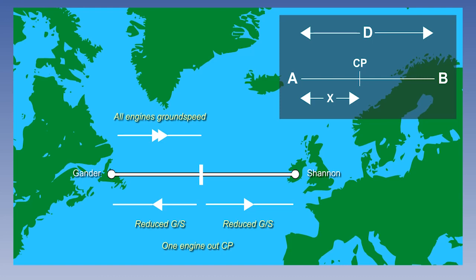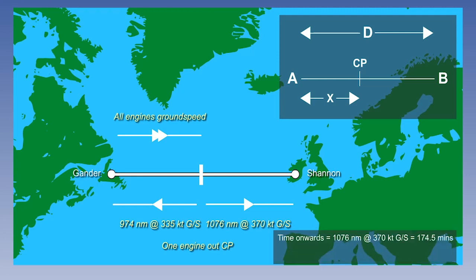However, if we use the reduced TAS after the critical point, the time to the alternate airfield will obviously increase. The distance to the one engine out critical point X was 974 nautical miles. With a total distance d of 2,050 nautical miles, the distance onwards from the one engine out critical point is 1,076 nautical miles. O, the reduced ground speed onwards, is 370 knots. And H, the reduced ground speed home, is 335 knots.